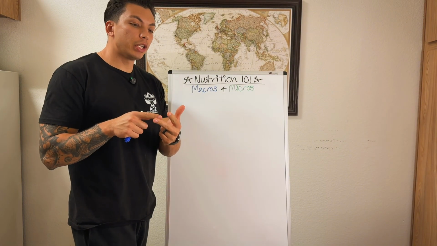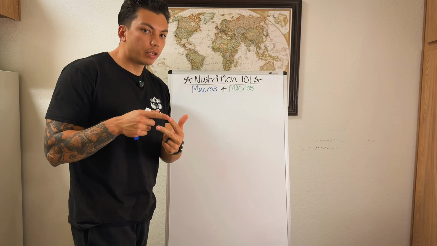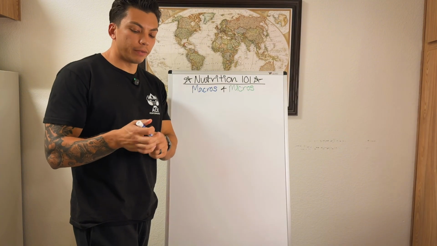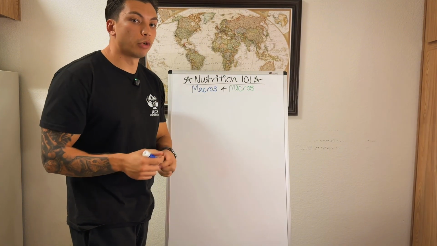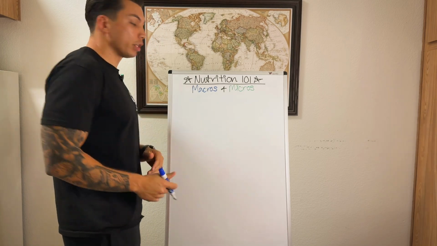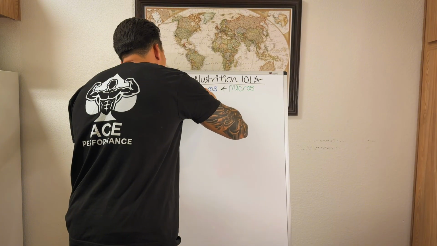When people think of protein, they think of meat, chicken, eggs. People think of carbs, they think of rice and potatoes. People think of fat, they think of nuts, seeds, and oil, stuff like that. Those are all correct, and there's a little more to it. First one I'm gonna go over is protein, okay? So I'm gonna write down protein. Now what does protein do?